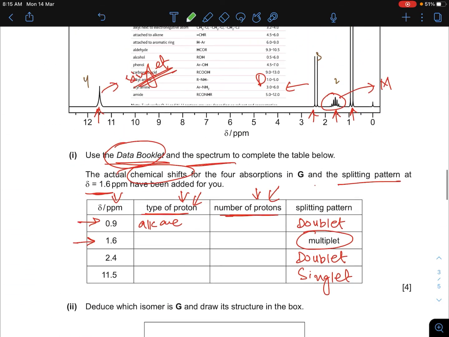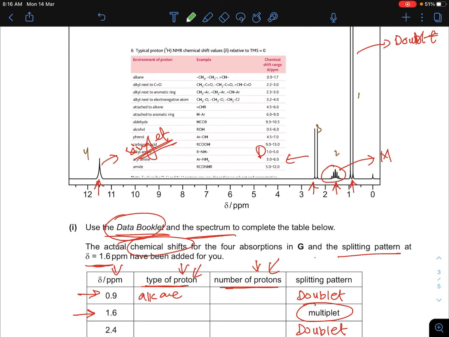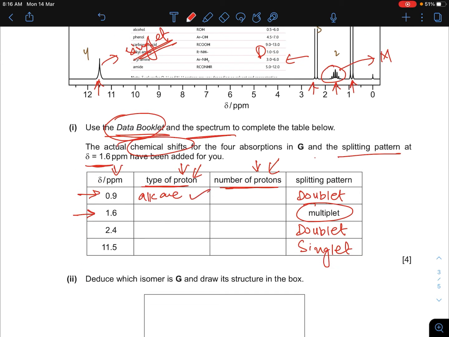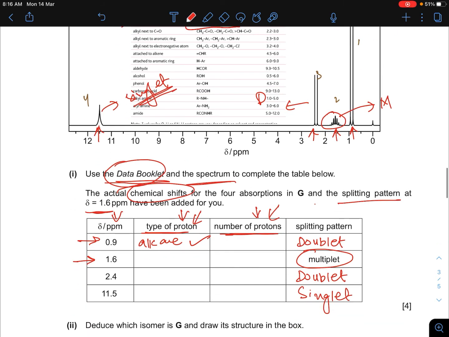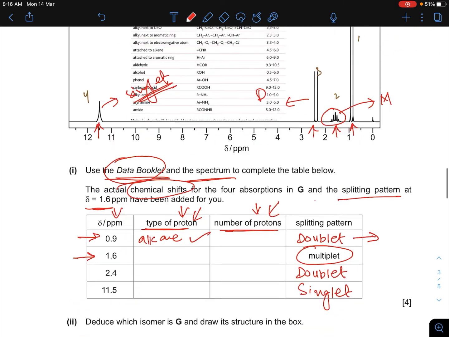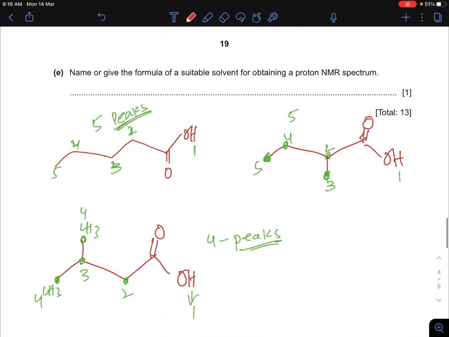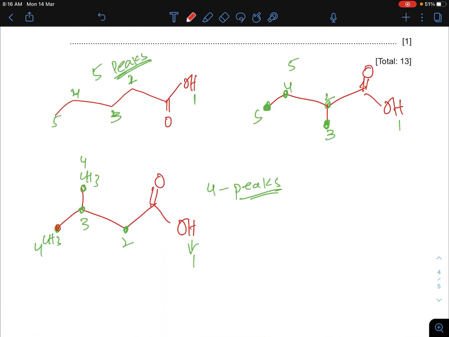So type of proton for the peak at 0.9 ppm. It would be an alkane, because 0.9 to 1.7 is the range we have, so that means it would be an alkane, right? I've already written it here. And number of protons responsible. Now 0.9, CH3 or CH, this is a doublet, right? If you look at this structure, these two alkanes are attached to CH.